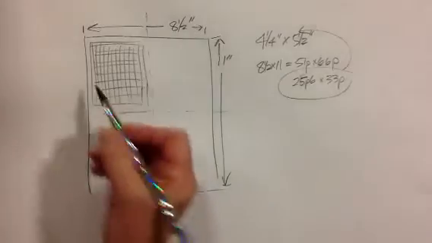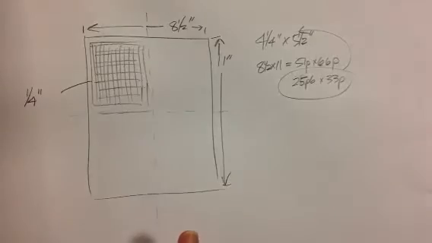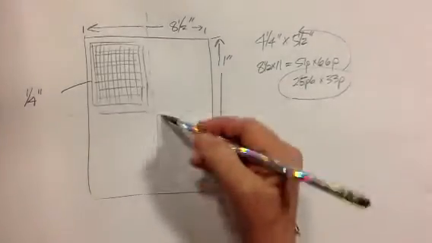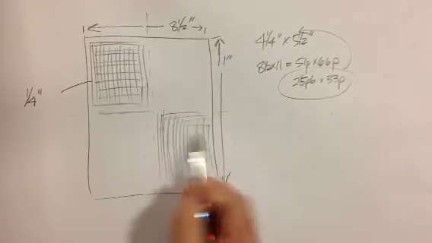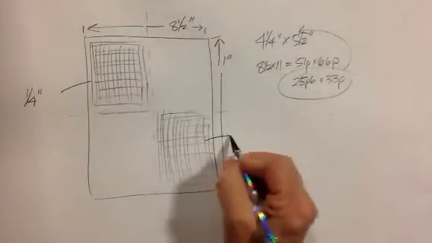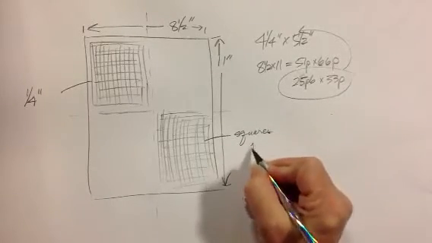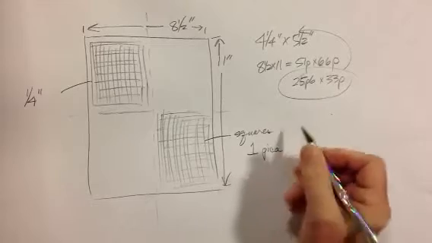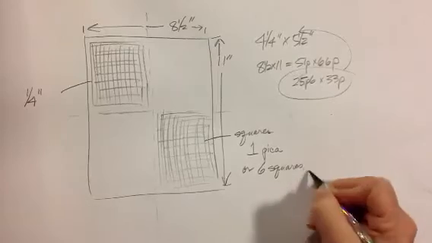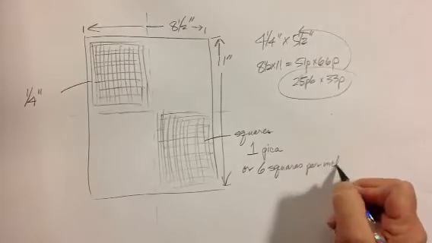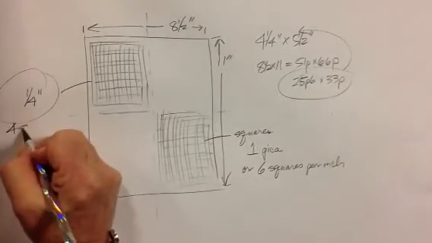Okay, so we have a graph paper here, and this one we space with 1/4 inch squares for our grid. We have another graph paper that we make here, and this one we space with squares that are 1 pica, or 6 squares per inch. Over here where we have the 1/4 inch squares, of course, we have 4 squares per inch.